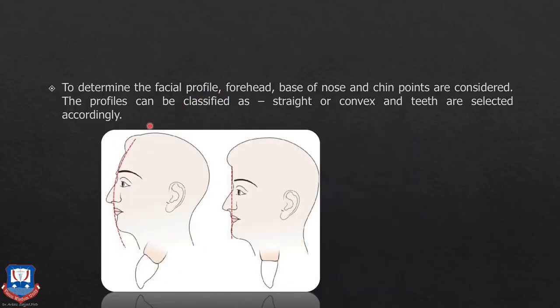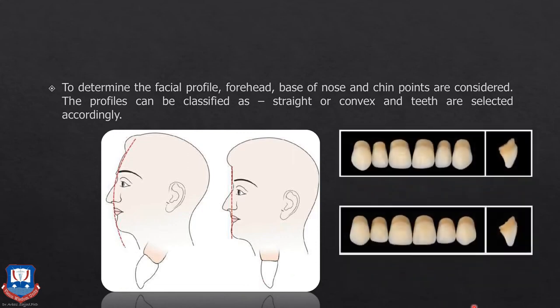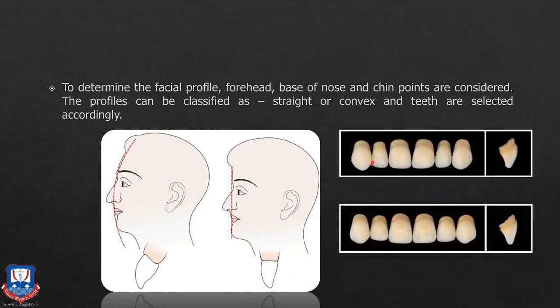Next, similar to the face form, we can also view the profile of the face to get an idea whether the patient has a convex or a straight facial profile. And depending on that, we can select a tooth mold with a more convex contour or with a flatter contour, as you can see over here. So these are acrylic tooth molds. If a patient has a convex profile, we can select teeth which have a more convex facial profile, and if a patient has a straight or flat facial profile, we can select teeth with a flatter facial prominence.